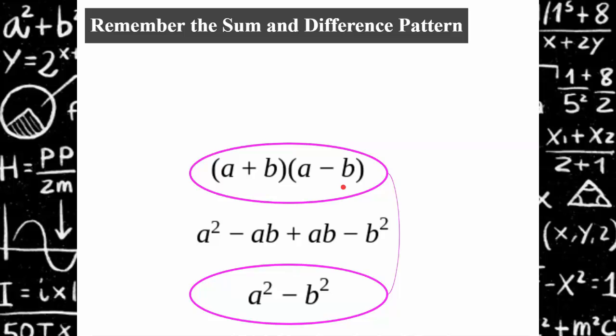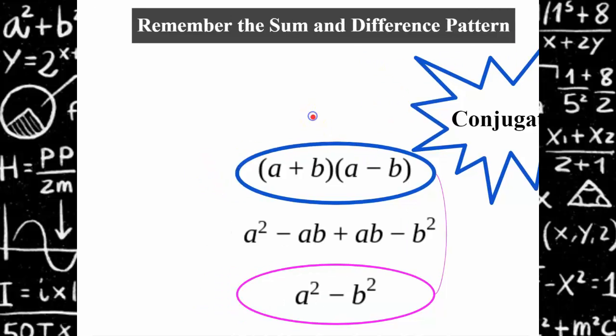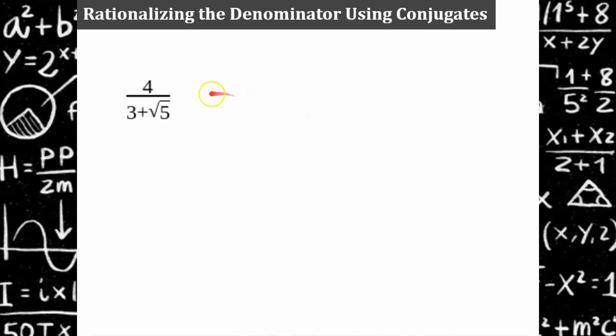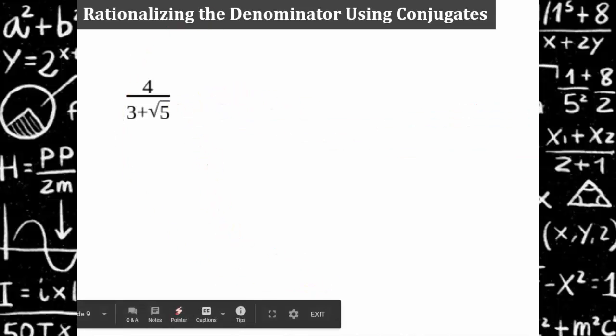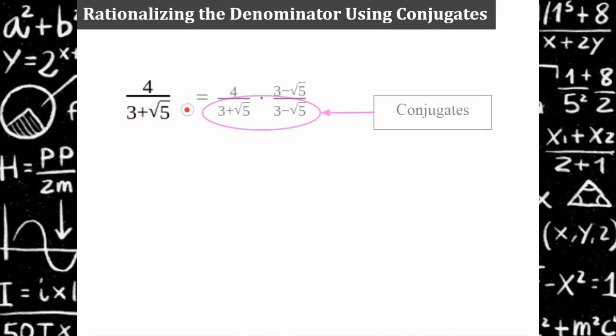So this is what we call the sum and difference pattern. These are also conjugates. A plus b and a minus b are conjugates. And we're going to use this idea and this method to rationalize denominators. So here we have our first expression. We have 3 plus the square root of 5. And to rationalize this denominator, we want the conjugate of 3 plus the square root of 5. The conjugate would be 3 subtract the square root of 5.